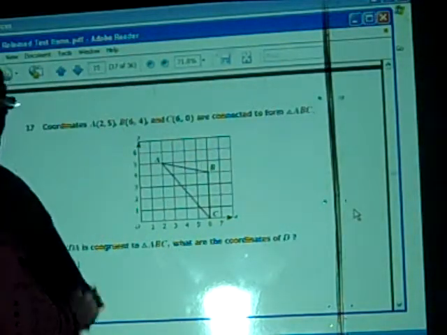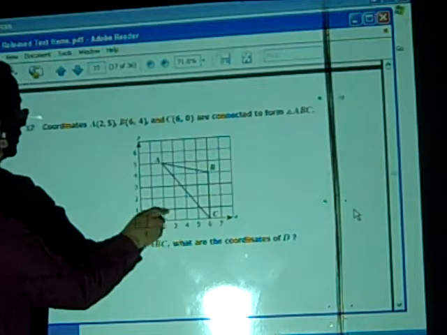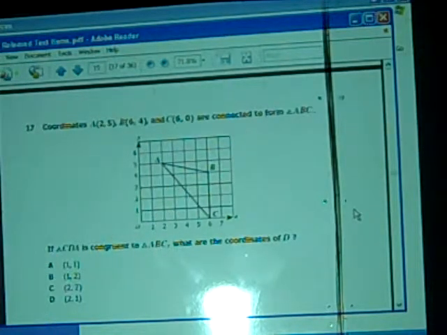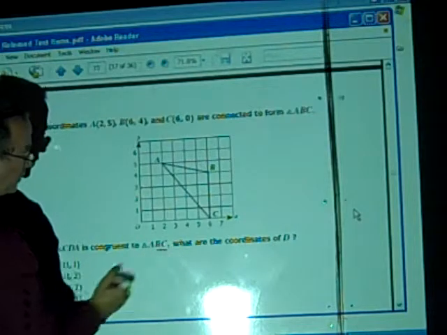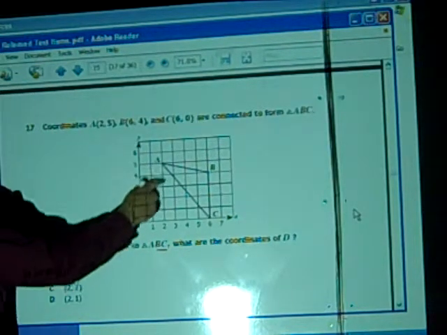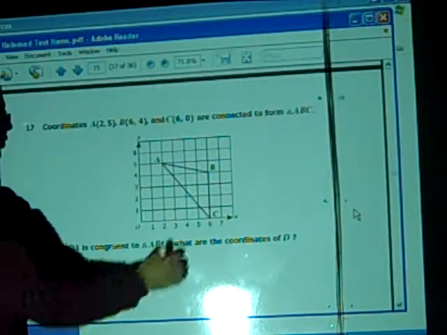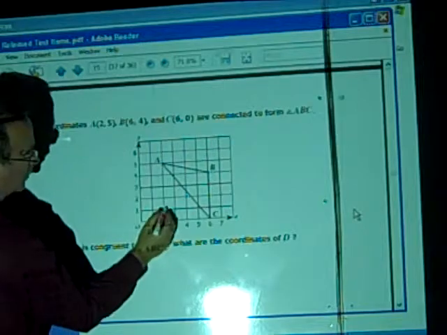17. Says coordinates A, B, and C are connected to form a triangle ABC. If CDA is congruent to ABC, what are the coordinates of D? Okay, so we're going to find D over here somewhere so that the triangles are congruent. On this one, we know that BC is going to have to be congruent to DA, right? So D is going to be down here somewhere. Well, if this is going straight for 4, we're going to go down here 4 spots down to here.